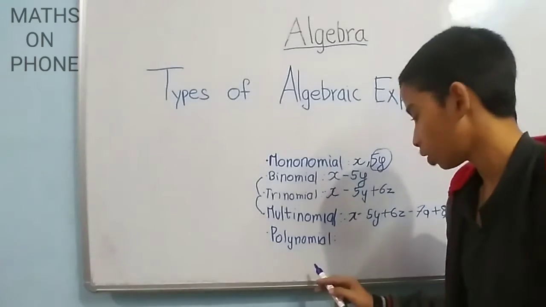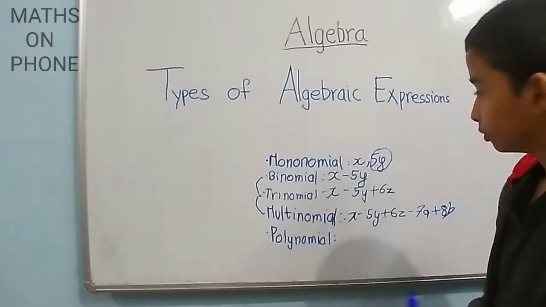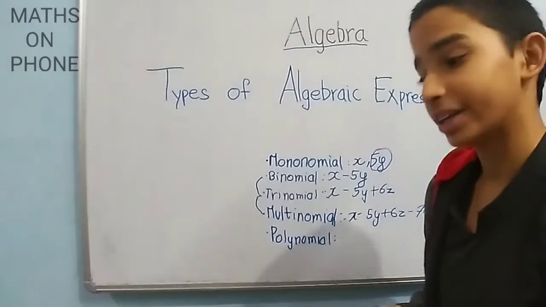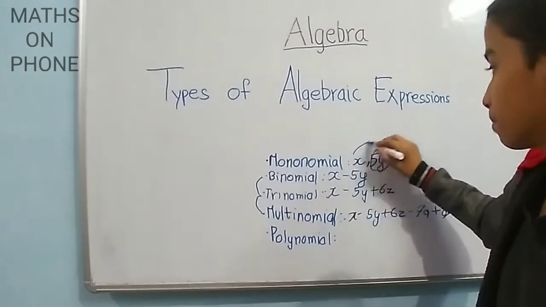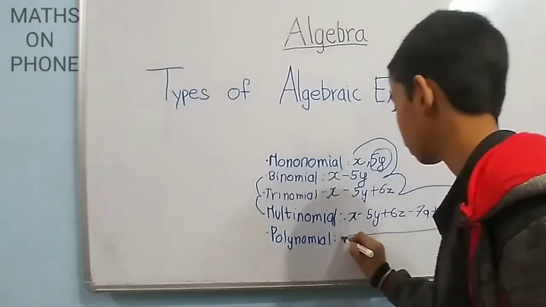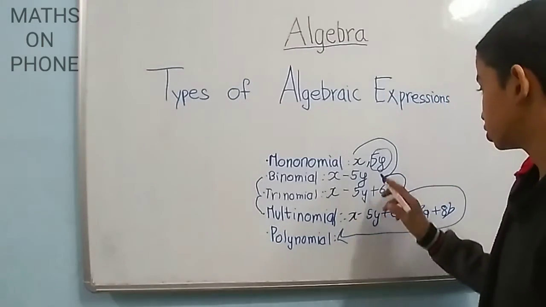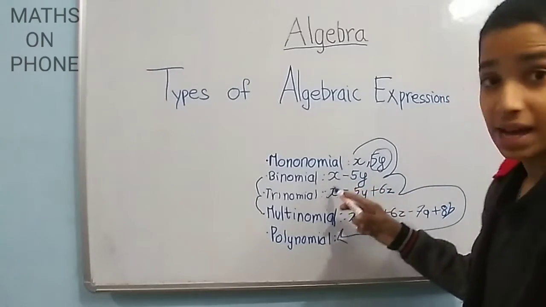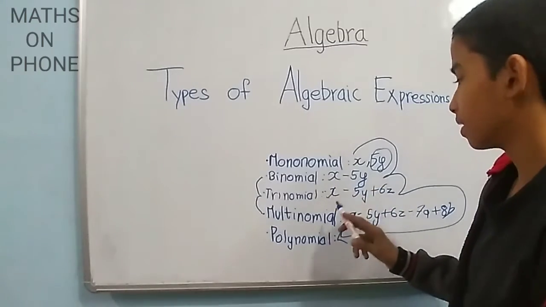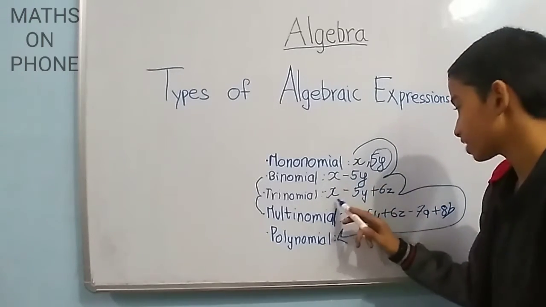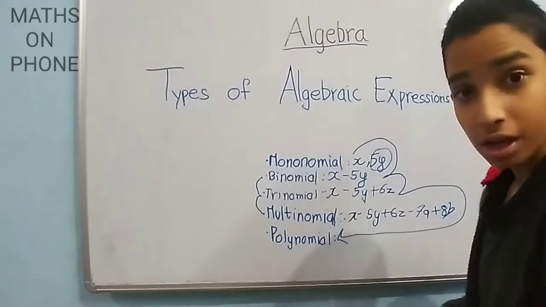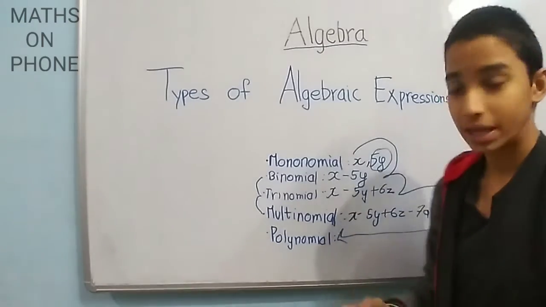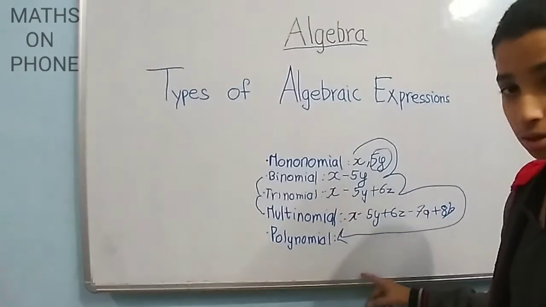What is a polynomial? A polynomial is that algebraic expression which has two or more unlike terms. So all the examples that we have taken here come under polynomial. Why? Because here we have taken x minus 5y. These two are unlike, as it is only x and here it's y. This is also completely unlike. X, y and z, these three are different variables. This is x, y, z, a, b. So this is also unlike, so it will also come under polynomial.